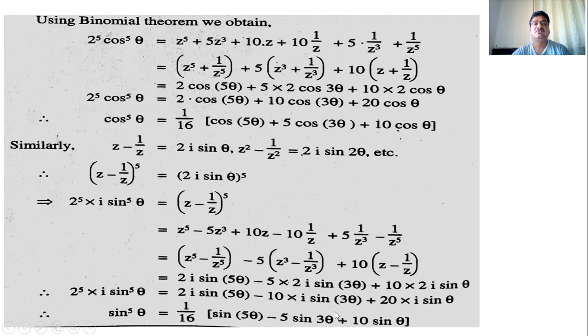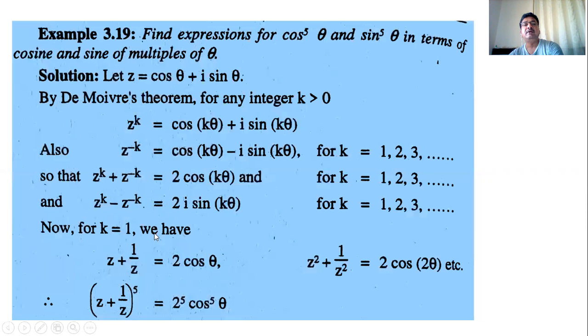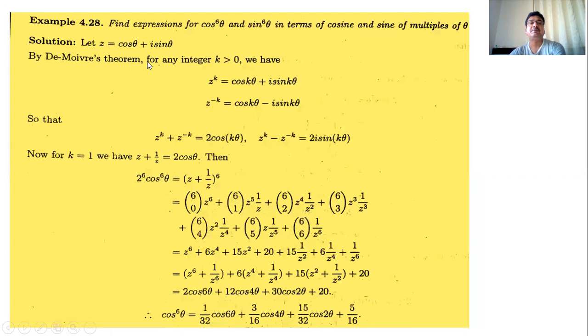So this is an important problem for exams. What is the problem? Find the expression for cos raised to 5 theta and sin raised to 5 theta. If the problem is for sin raised to 6 theta and cos raised to 6 theta, the procedure is the same, only take the 6th power of both sides. If the problem is for cos raised to 7 theta and sin raised to 7 theta, then take the 7th power of both sides. So the next problem is for cos raised to 6 theta and sin raised to 6 theta. All the procedure is the same.